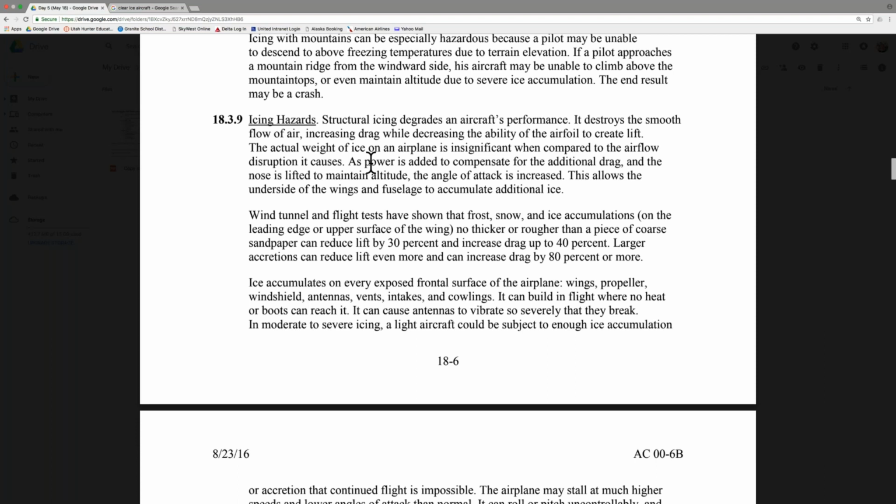That's what I was talking about before when my buddy was taking off. One wing had been in the shade and got a little dew on it that froze. It looked pretty insignificant, but as they took off, it caused the aircraft to roll pretty dramatically. And luckily they were able to save it, but pretty intense. A 30% reduction of lift and a 40% increase in drag. That's pretty significant.